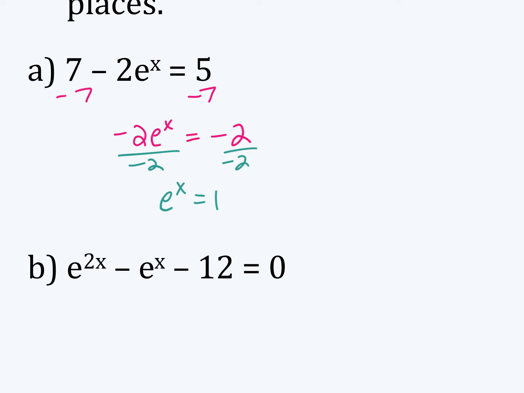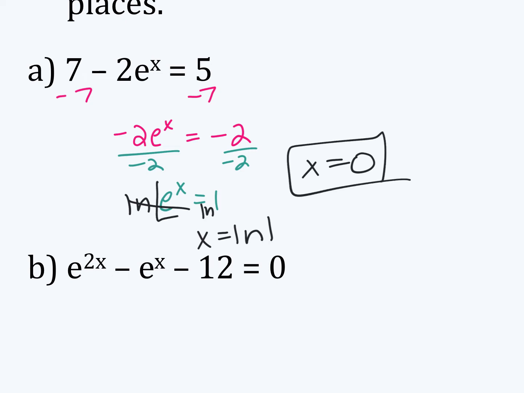Now I ln both sides of the equation, and I get x equals ln of 1. What happens when you type that in the calculator? You get 0. So if you caught it from here, any exponential equal to 1 means the power has to be 0. So you could also catch it there.